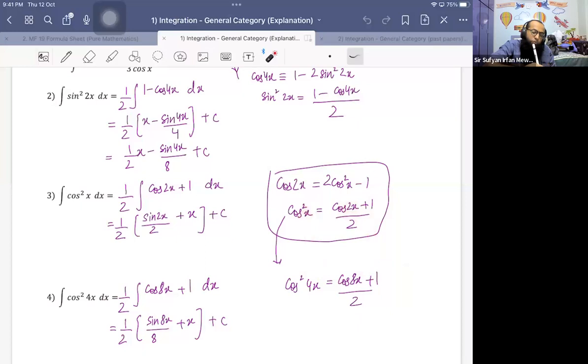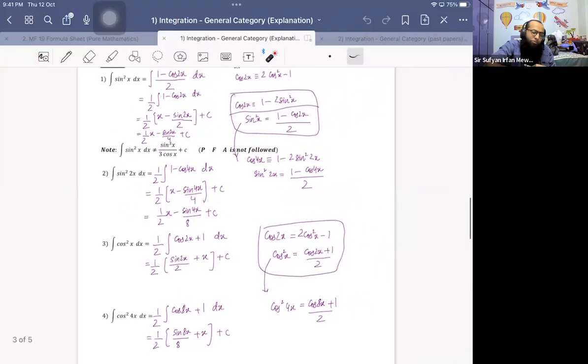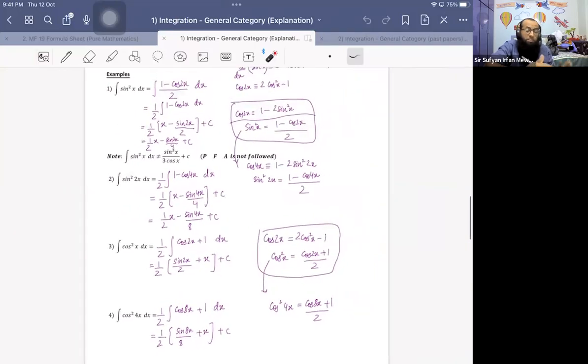So then 2 will be taken outside. 1 upon 2 will be taken outside. Cos 8x plus 1 will be integrated. Cos 8x is sin 8x upon 8, and the integration of 1 is x. So the bottom line is, whenever we have to integrate sin square or cos square, whether it's x, 2x, 100x, 200x, 1000x, doesn't matter. If it's a matter of integrating sin square or cos square, then we do not need any identity. We only need to look at the double angle formula of cos.